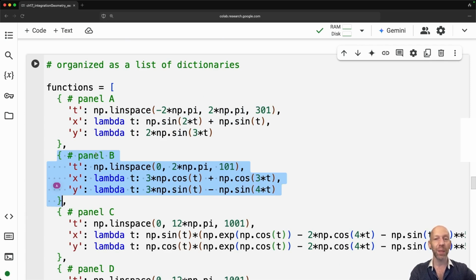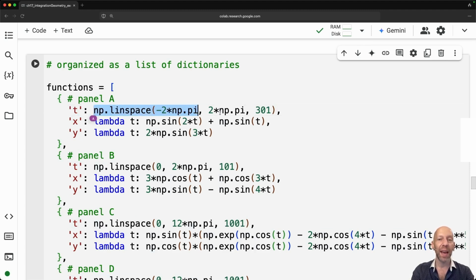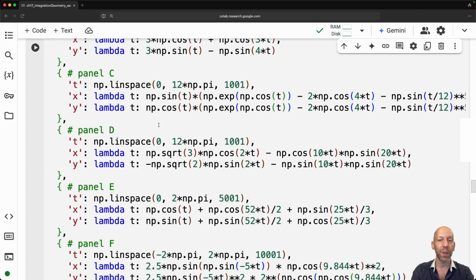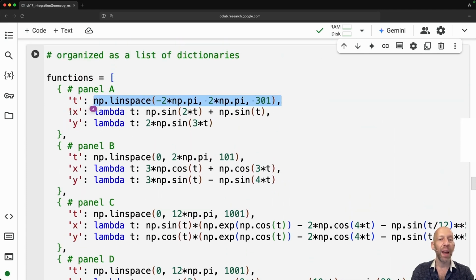This is the second element of the list, and so on. Now, each of these dictionaries in this list corresponds to the functions for a different panel. So I have a dictionary entry for variable t, and that's actually slightly different for each of these functions. And then for x and y, I set these up to be lambda functions. So it's a function of t. It's a one-line anonymous lambda function for x and for y.